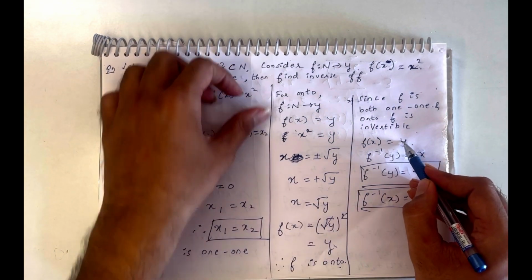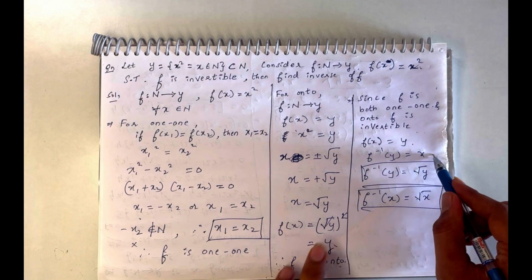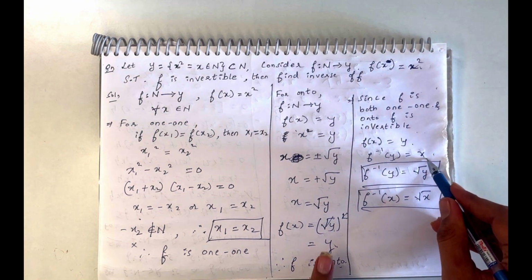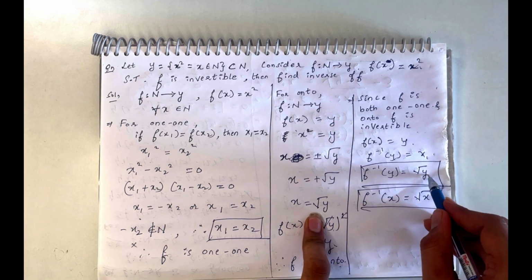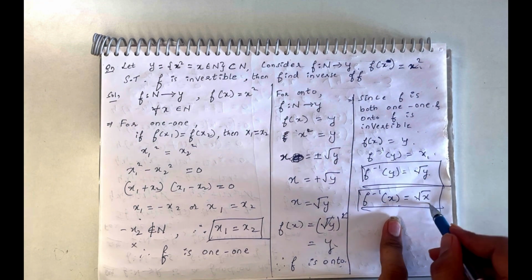So f(x) is equal to y. Shift f to that side, it will be f inverse y is equal to x. Here x in terms of y, we already know x is equal to root y, just substitute. f inverse y is equal to root y, therefore f inverse in terms of x will be root x.